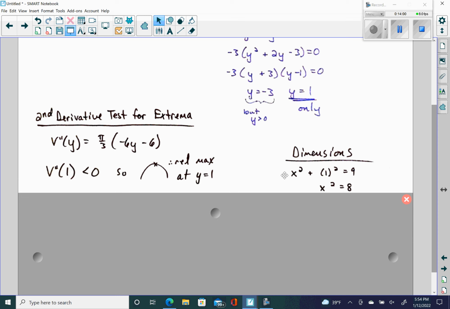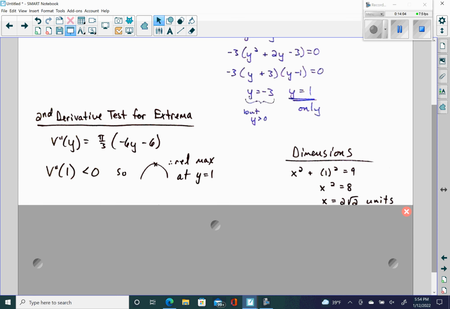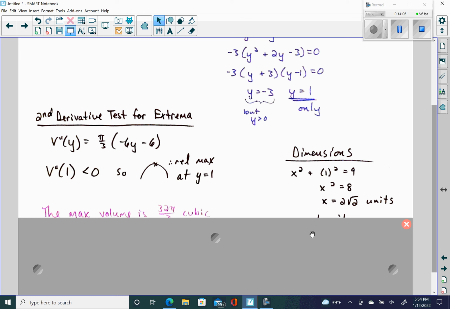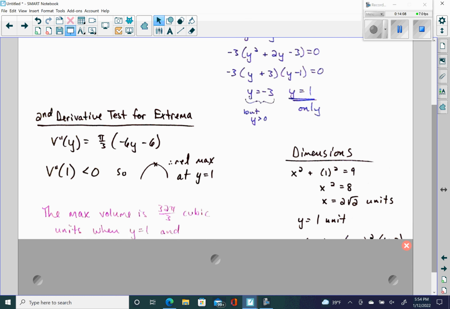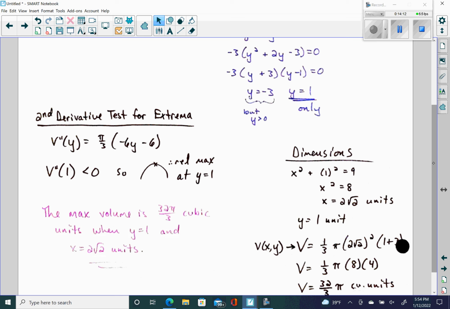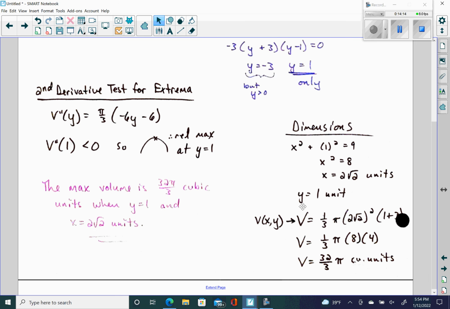So we can go back, find the dimensions. Let's just go back to x squared plus y squared equals 9. Then x is equal to radical 8, or 2 radical 2 units. Y would equal 1 unit. So to finish this up, we could find the volume using the volume function that we just found here. So the max volume is 32 pi over 3 cubic units when y is 1 and x is 2 radical 2 units.